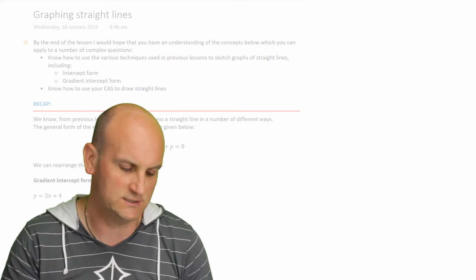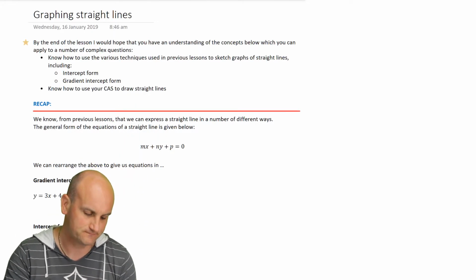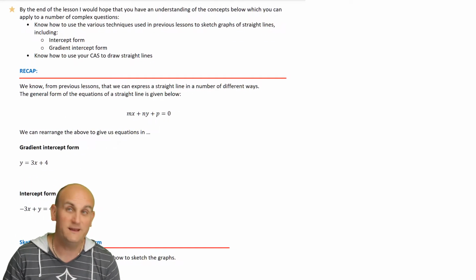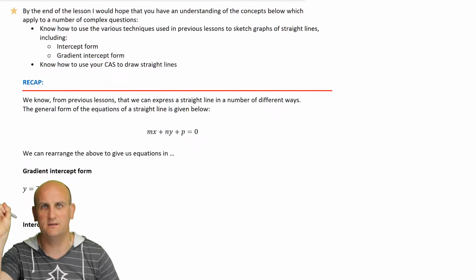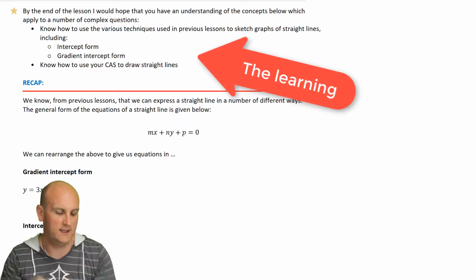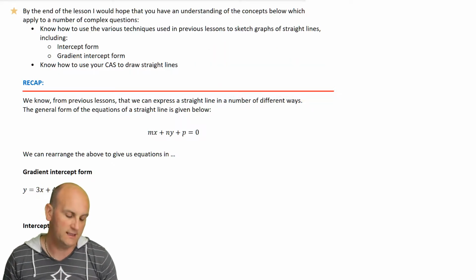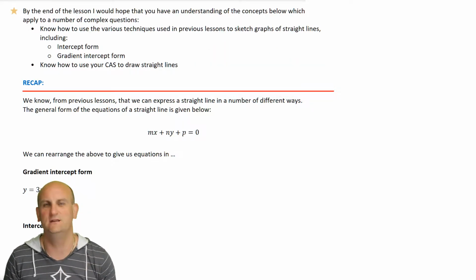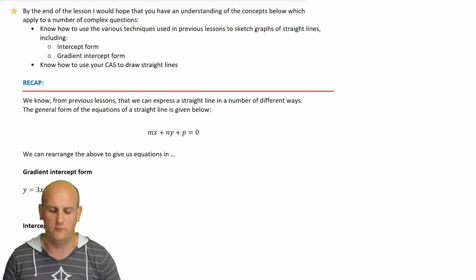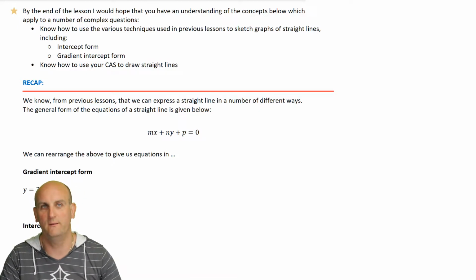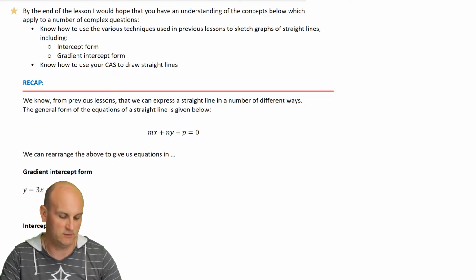But let's get on with this graphing straight lines. Now, by the end of this video, I would very much like to make sure that you understand how to sketch graphs from intercept form, gradient intercept form, and obviously know how to do this on your CAS. Now, a CAS calculator is a wonderful, wonderful thing, but there are also times when you are not allowed to use it if you're over here in Australia.